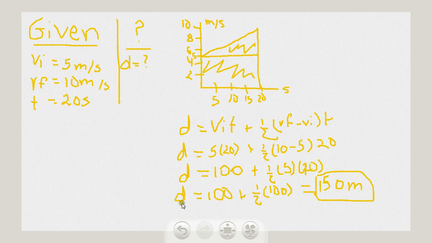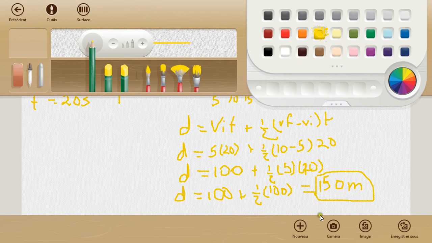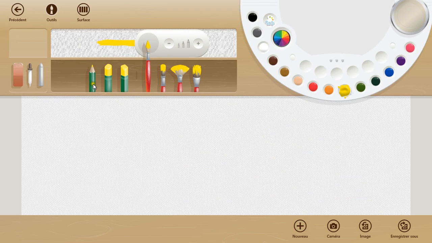Great. Now let's get a new one. Now we're going to do it the other way, that's with the formulas.